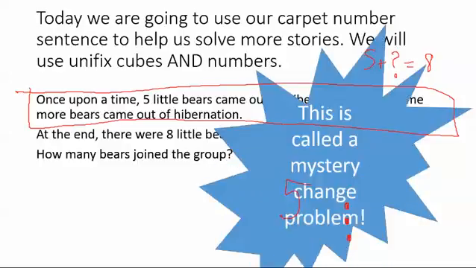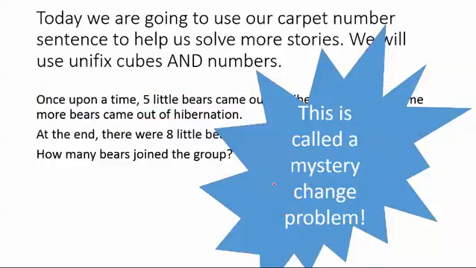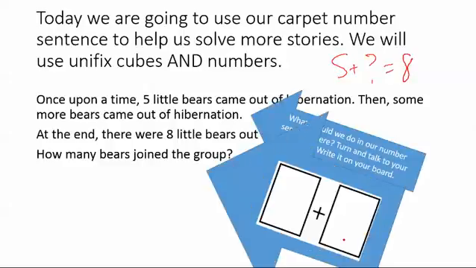This is called a mystery change problem. We did these yesterday, right? We didn't know what that missing piece was, right? This was what the equation, oops, I erased it, sorry. This is what the equation looked like. And then I used this to figure it out.